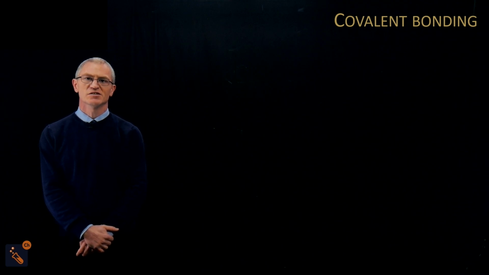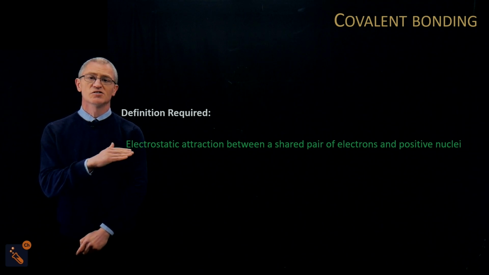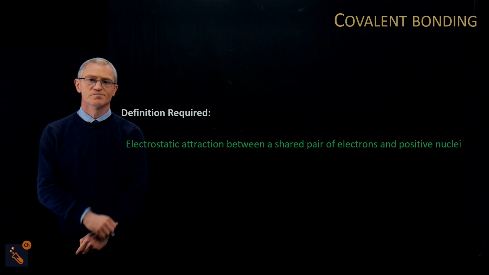Now, electronegativity and polarity only occur within covalent bonds, so it's useful to know what that is and make sure you know the definition. The definition is electrostatic attraction between a shared pair of electrons and positive nuclei, which is really good that you make sure is part of your definitions that you recall.